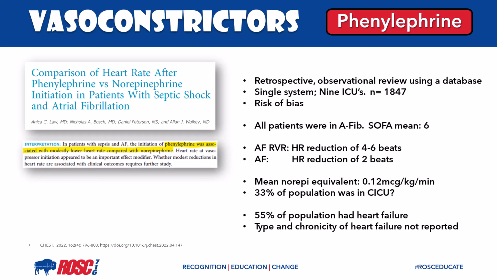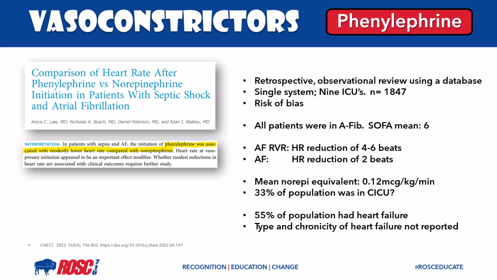Well, let's take a closer look at this. This paper was a retrospective observational review using a massive database. It was a single system and it included 9 other ICUs, and there were shy of 2,000 patients in the study. Now remember immediately, there's risk of bias since the patients weren't randomized. A provider could have selected either norepi or phenylephrine based on their own preferences or perceived risk for increased heart rate. It's impossible to know.